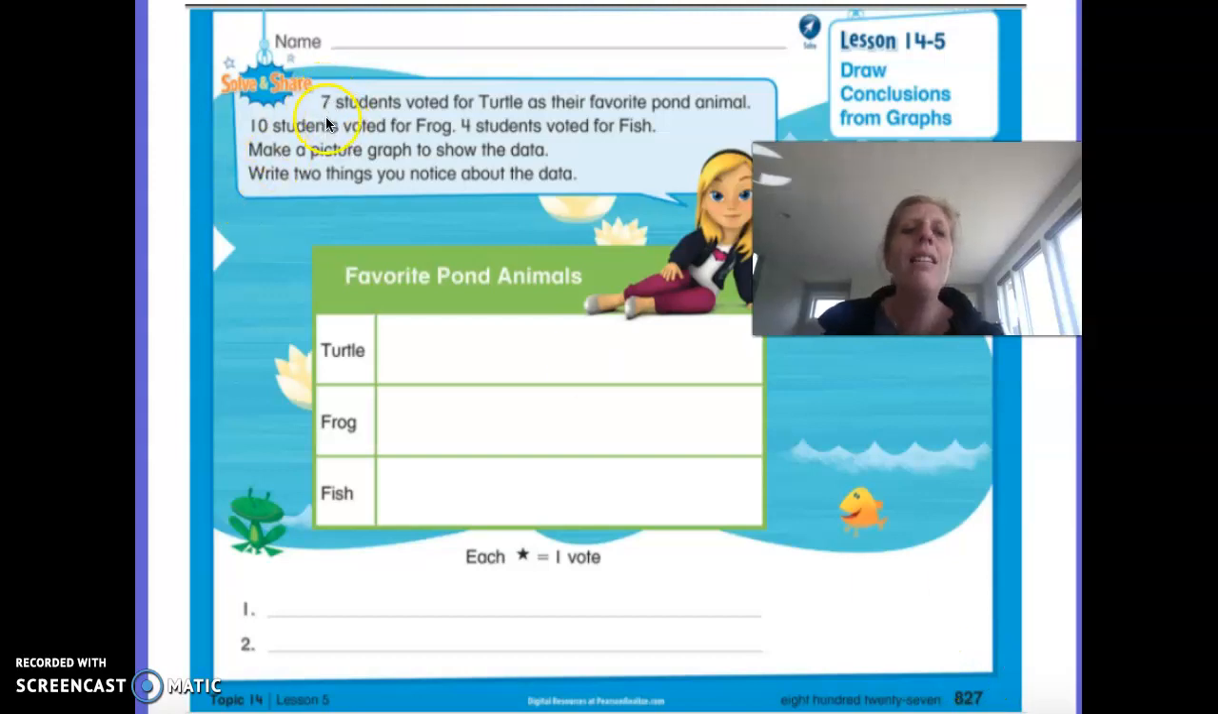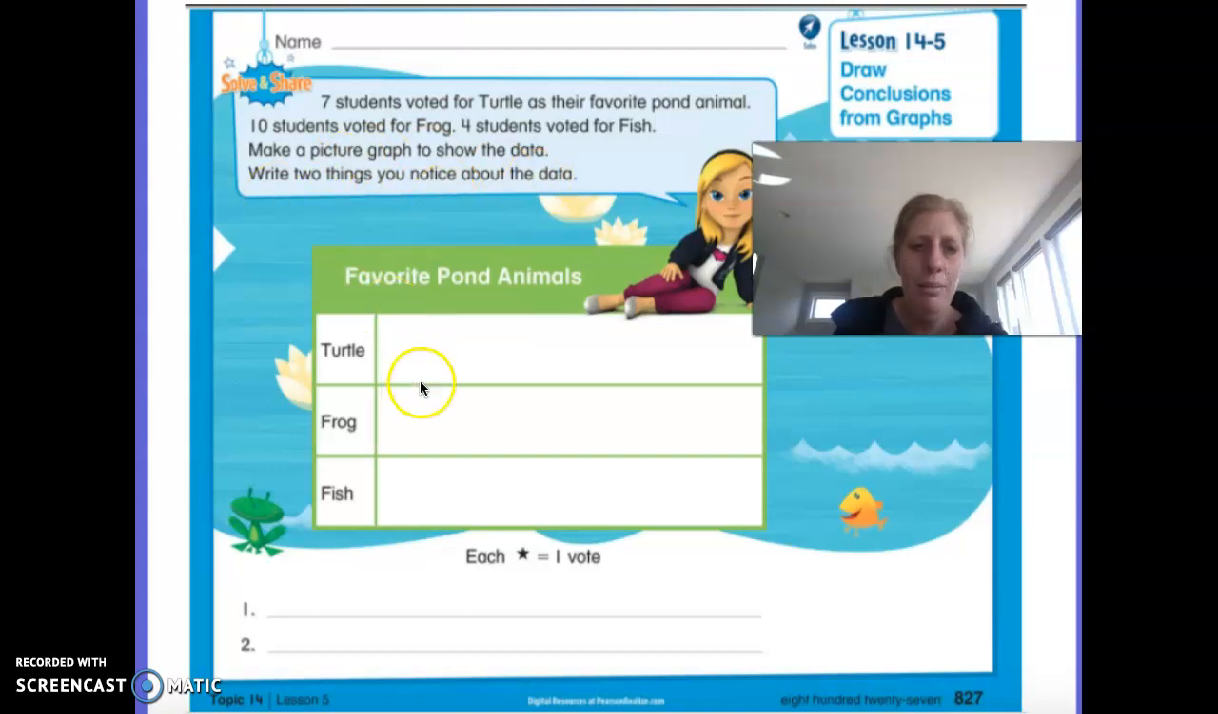It says, 7 students voted for turtle as their favorite pond animal. 10 students voted for frog. 4 students voted for fish. Make a picture graph to show the data. Write 2 things you notice about the data.